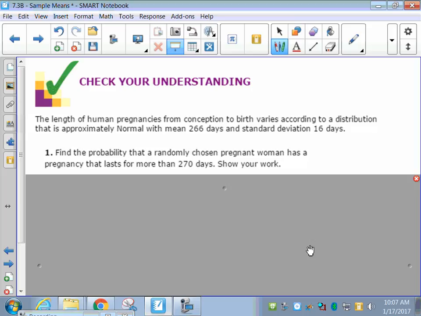All right, the length of human pregnancies from conception to birth varies according to a distribution that's approximately normal, with a mean of 266 and a standard deviation of 16. Find the probability that a randomly chosen pregnant woman has a pregnancy that lasts for more than 270 days. So for this problem, are we using X or X bar? X. Okay, we're not taking a sample. So we're just talking about the whole population. So I want to know that they exceed 270. You guys plug this into your normal calculation and tell me what you get.